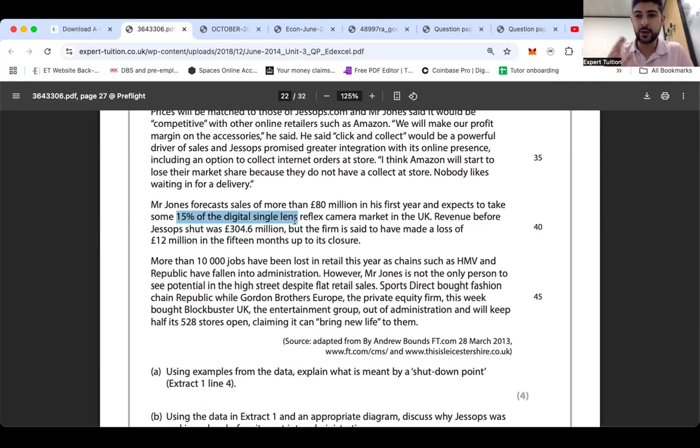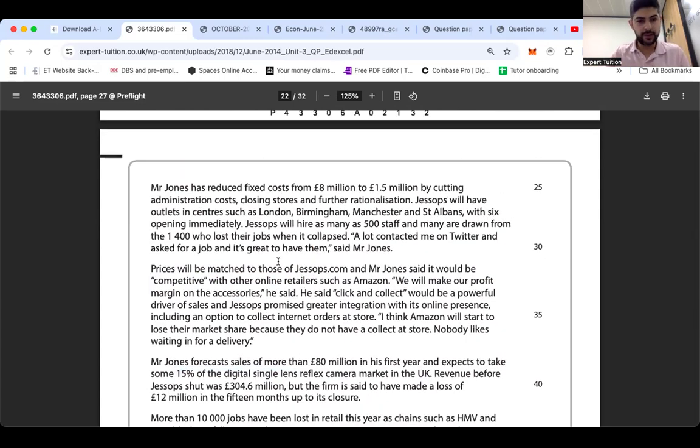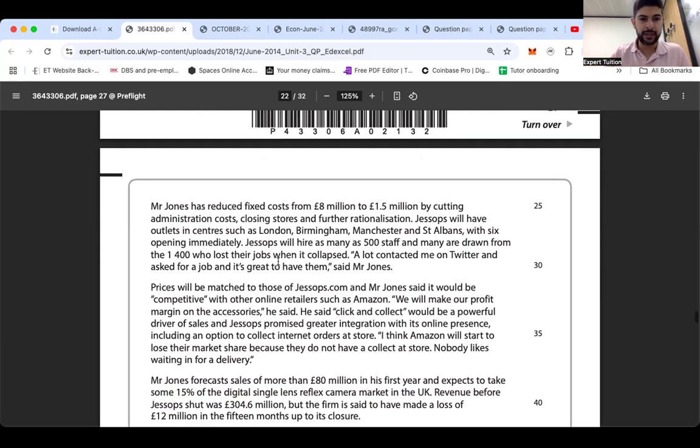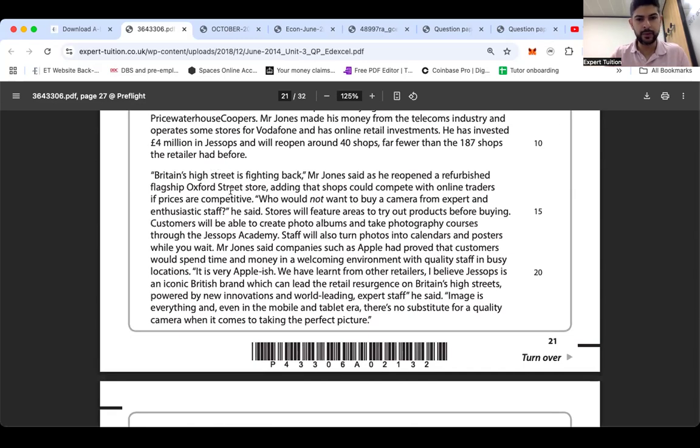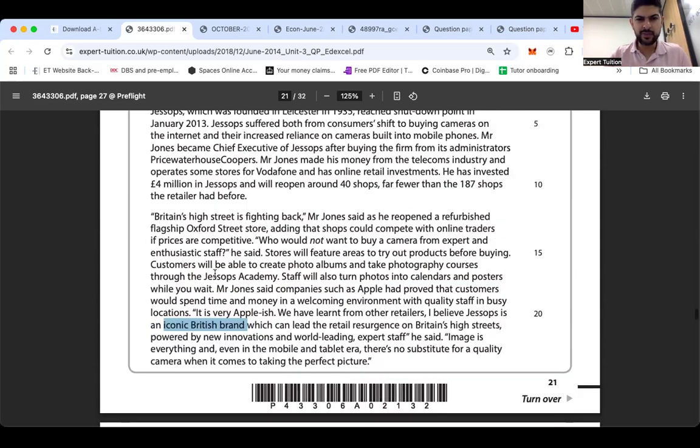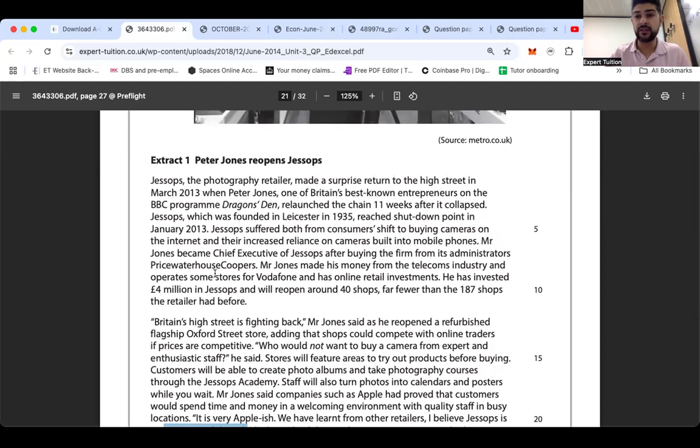We're going to pretend we know what that means. Who cares though? 15% is a very sizable market share. That clearly allows them to set prices. Number two, another piece of evidence is that Peter Jones, the guy in the extract, describes how Jessops are an iconic British brand. I can't remember exactly where he says it. It's somewhere here. Oh, there you go. Iconic British brand. He talks about how they've been around since 1930 something, 1935 I think it is. They've been around for a long time, so they've developed loads of brand loyalty. These are all evidence that they have monopoly power, and therefore, can they price discriminate?